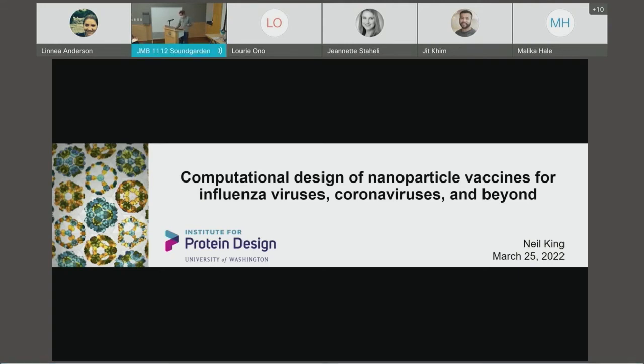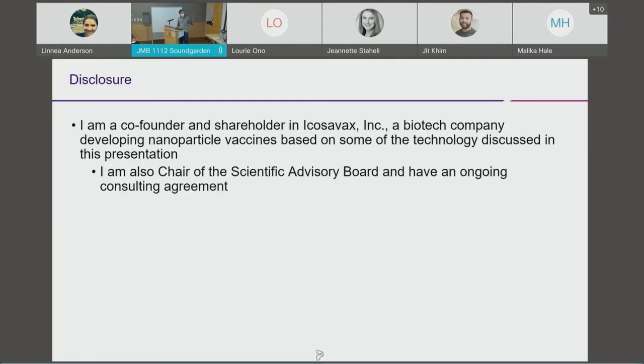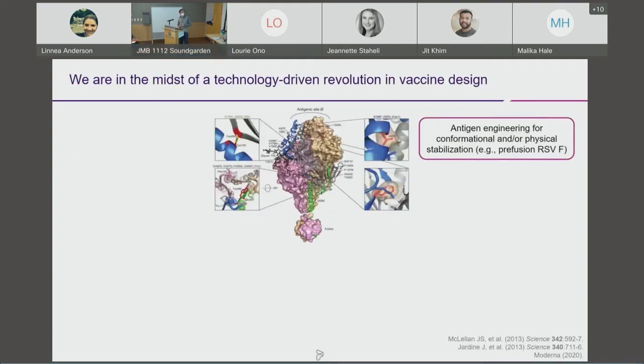Okay, so I'm going to talk today about computationally designing nanoparticle vaccines, and the stories that we'll talk about today are in influenza, coronaviruses, and then hopefully beyond. So just a disclosure, we spun out a biotech company on some of the technology discussed today.